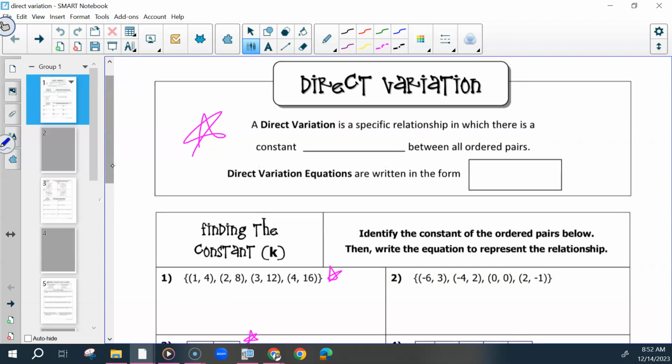So first, let's talk about definitions. A direct variation is a specific relationship in which there is a constant ratio between all ordered pairs. Direct variation equations are written in the form y equals kx. So this is always going to be the equation. Kind of looks like our slope-intercept form should, because it's similar.